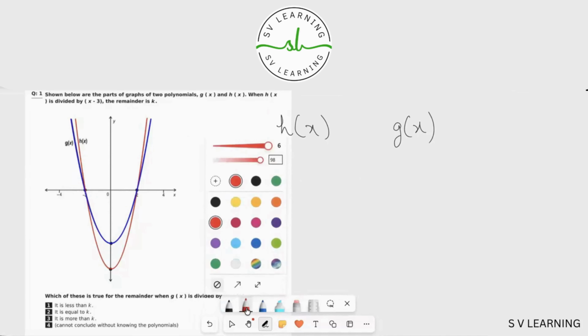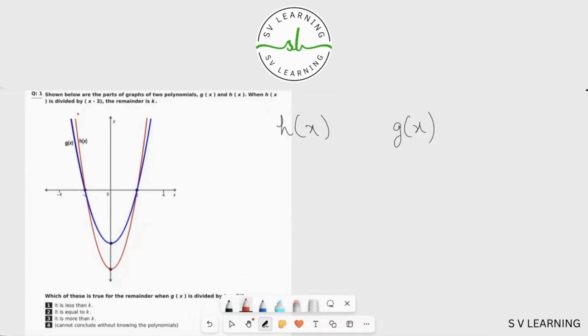The question is saying that if you divide the polynomial for which these parabolas are by x minus 3, which one will give the greater remainder? Oh my God, that looks complex. So let's see. If you remember the remainder theorem, before that, we need to identify what was the polynomial.